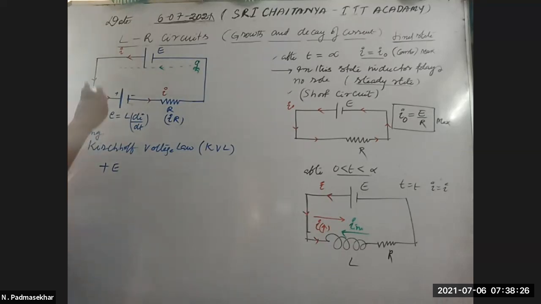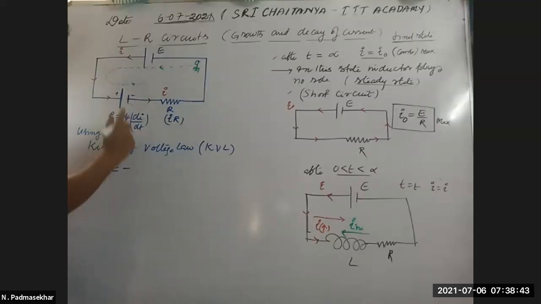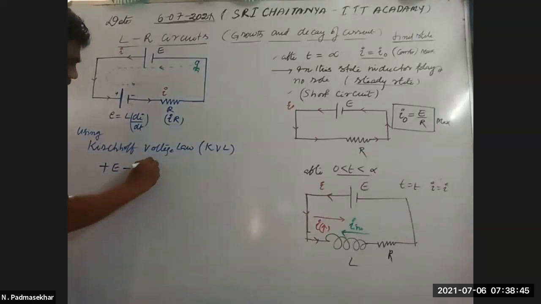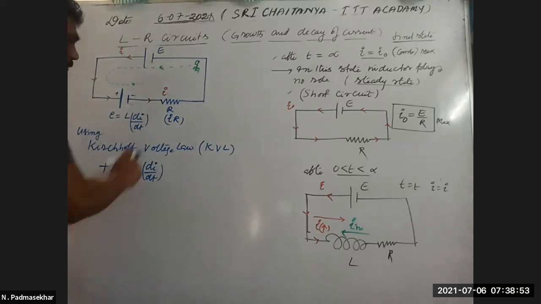Look here. I cross the cell, here we have a cell, from positive terminal to negative terminal. What is the EMF? The EMF is negative. So this is minus, and the EMF is L di by dt. This EMF is L di by dt.